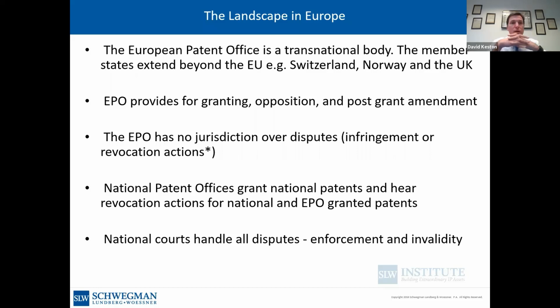The landscape in Europe is somewhat different to the US. You do not have a unitary patent office that covers your entire process from filing a patent application to grant and enforcement. What you have in the European realm is a transnational body, the EPO, having member states, and if you'll remember from my last webinar, there was a big slide showing virtually all of the European nations are member states. Then they extend beyond those states that are members of the EU, the European Union, and that includes countries such as Switzerland, Norway, and indeed the UK, now that we have Brexit, or partially Brexit.